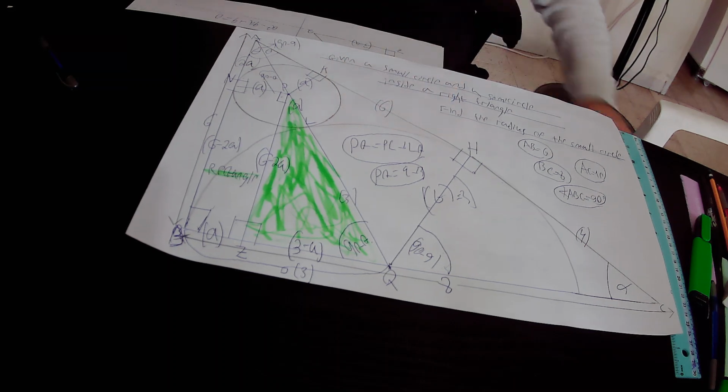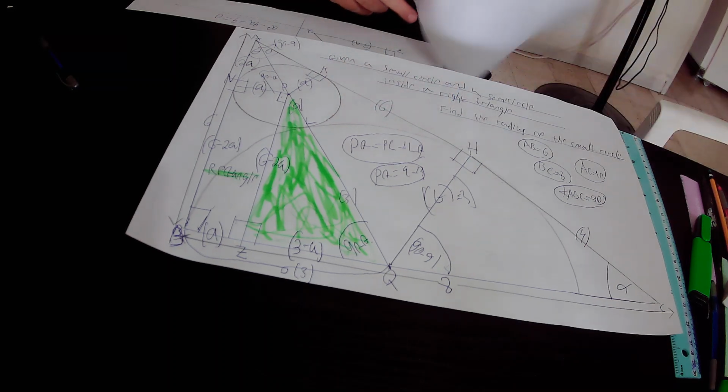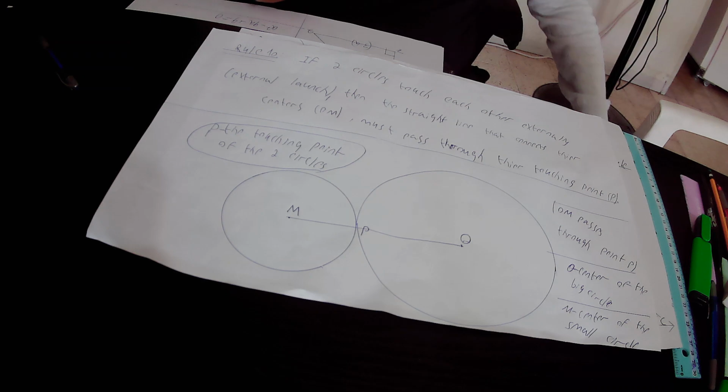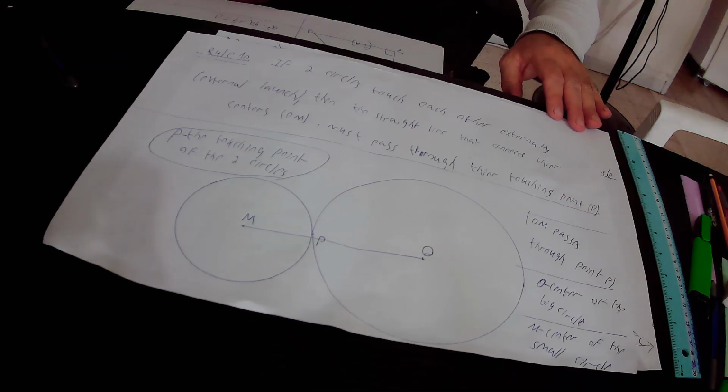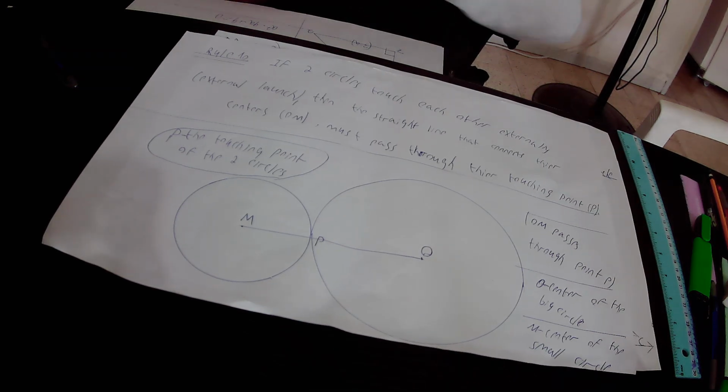I'll repeat quickly on rule 10. According to rule 10, if two circles touch each other externally, then the straight line that connects the centers together must pass through their touching point.